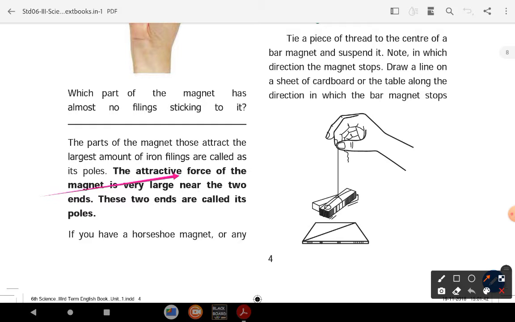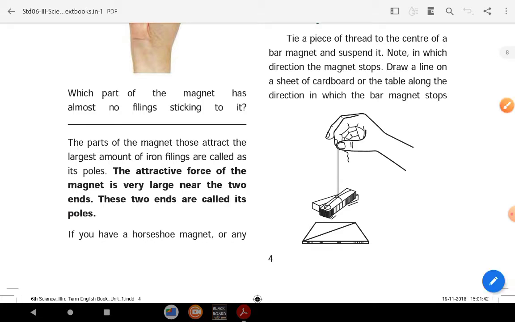What is the definition, children, for poles? The attractive forces of the magnet is very large near the two ends. Okay, so these two ends are called its poles. You understand? More attractive force is found at the two ends, very large at the two ends. Since there is more attractive force at both ends, those parts are called the poles of the magnet.